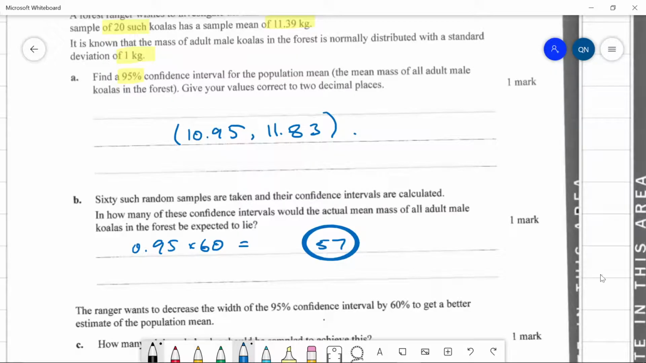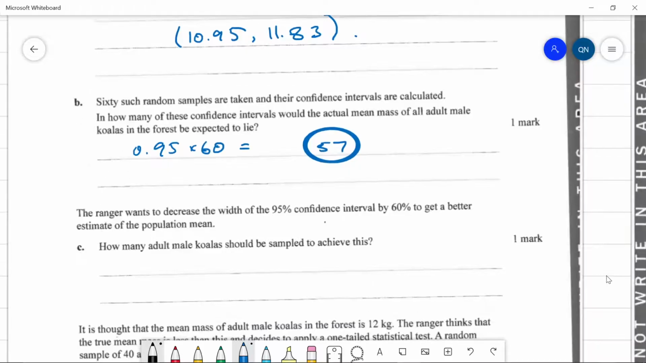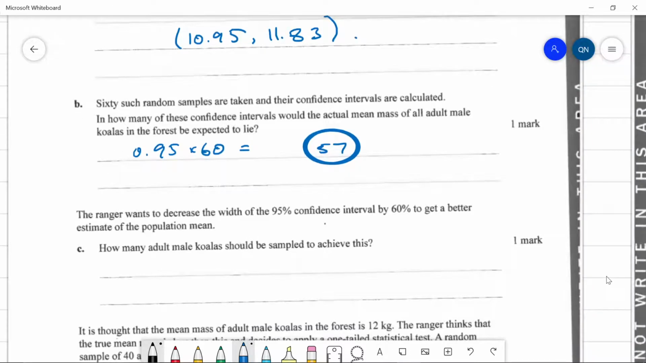Alright, the ranger wants to decrease the width of the 95% confidence interval by 60% to get a better estimate of the population mean. How many male adult koalas should be sampled to achieve this? So this is kind of like the methods question in exam 1. So if you know how to do that, you know how to do this one. Hopefully I know how to do this question.